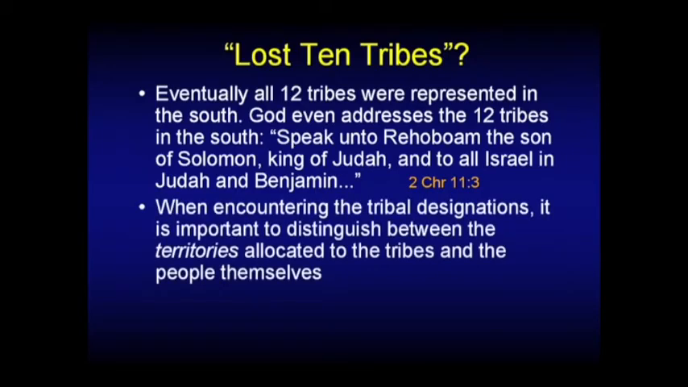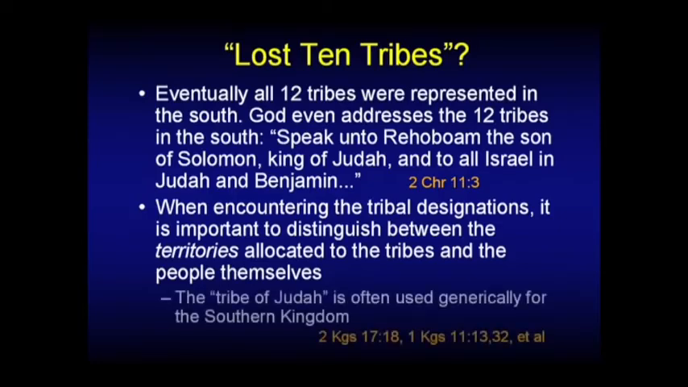And so the main point I want to get you sensitized to is to distinguish between the tribal designations and the territories allocated. These are geographic terms, not ethnic terms. That's the point I'm trying to get across. And incidentally, Ephraim is sometimes used as a generic for the northern kingdom. The tribe of Judah is actually a phrase used generically for the whole southern kingdom. It doesn't mean just the tribe of Judah. It means the zone and its allies.